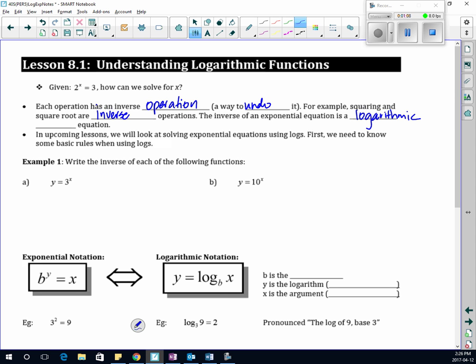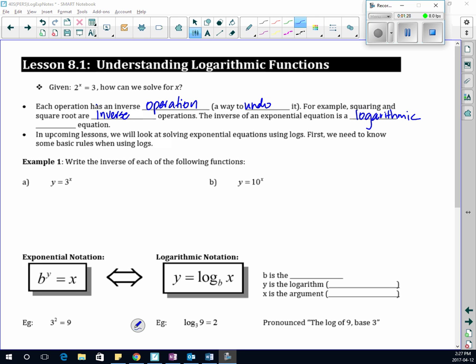I don't know why there's 2 spaces. I think it just got continued to the next slide there. Is a logarithmic equation. In upcoming lessons, we will be looking at solving exponential equations using logs. First, we need to know what a log is, essentially.